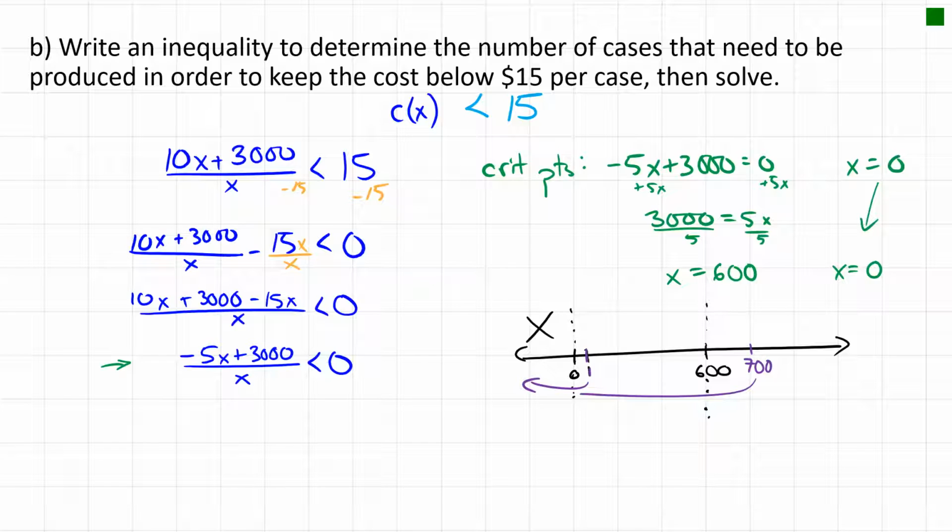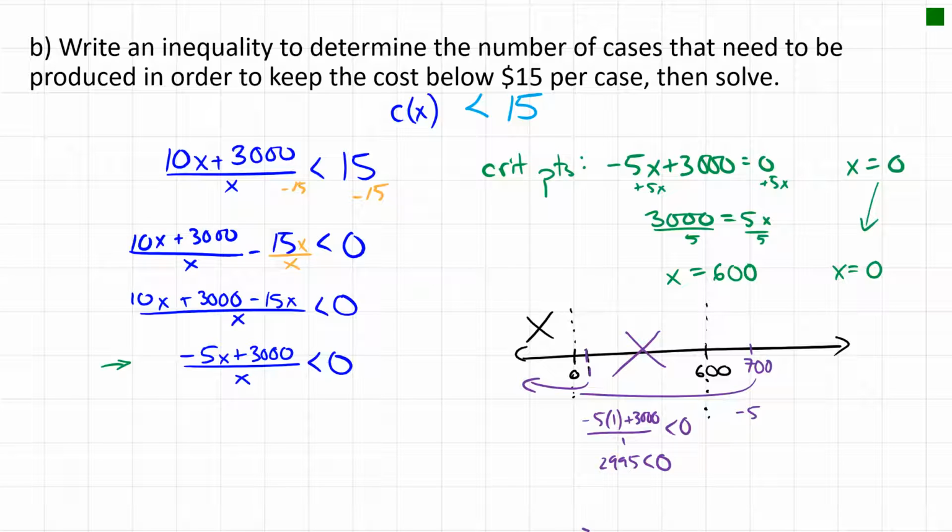So is -5 times 1 plus 3,000, divided by 1, less than 0? Well, on the top I have 3,000 minus 5, that's 2,995 over 1. It's just 2,995. Is that less than 0? No. So that middle region between 0 and 600 is not going to work.